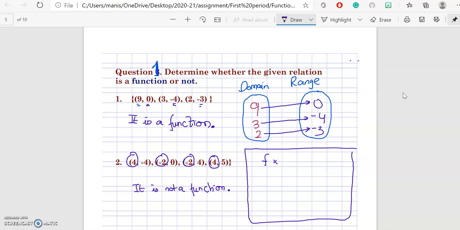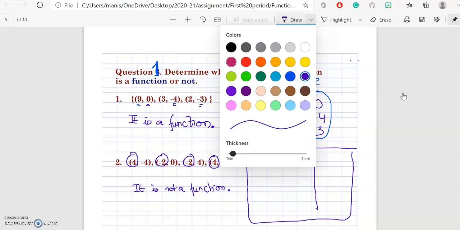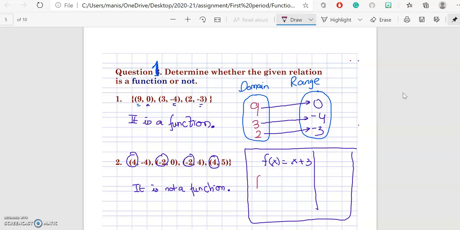I will give you an example over here. We have been given f(x) = x + 3. And I say f(1) is what? f(1) is 4, and now I'm also saying f(2) is what? f(2) is also 4. Tell me, is it possible in this question? No, it is not possible. This means when the value of x changes, it cannot give you the same answer over here. So this is not a function.